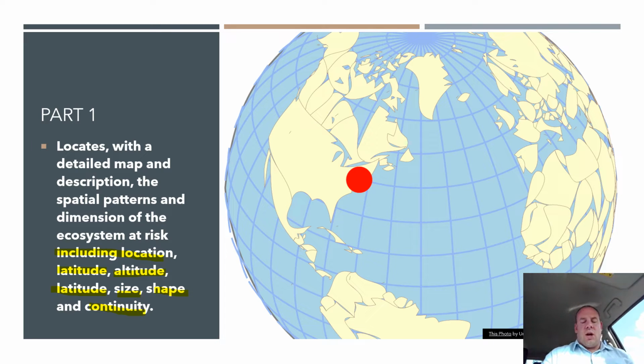Now, size and shape are really important because when we're talking about ecosystems at risk, normally the size of the ecosystem can affect its vulnerability and resilience, and it's the same with the continuity. Continuity, like Lady Elliot Island, is part of the Great Barrier Reef. So although it's an individual reef, it makes up a bigger reef, and that's what we mean by continuity.